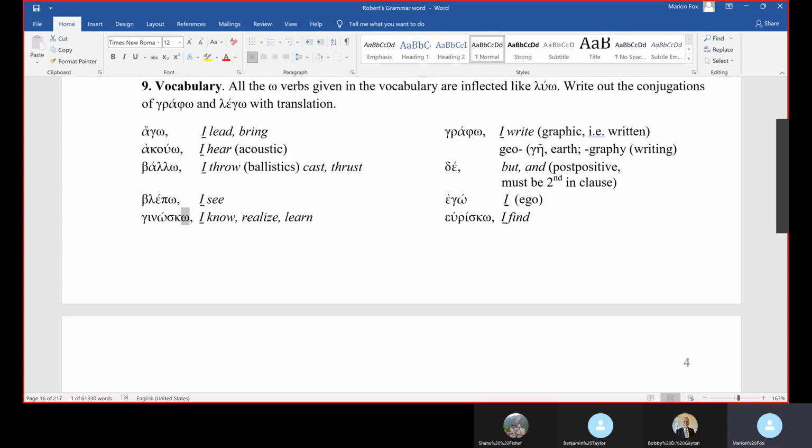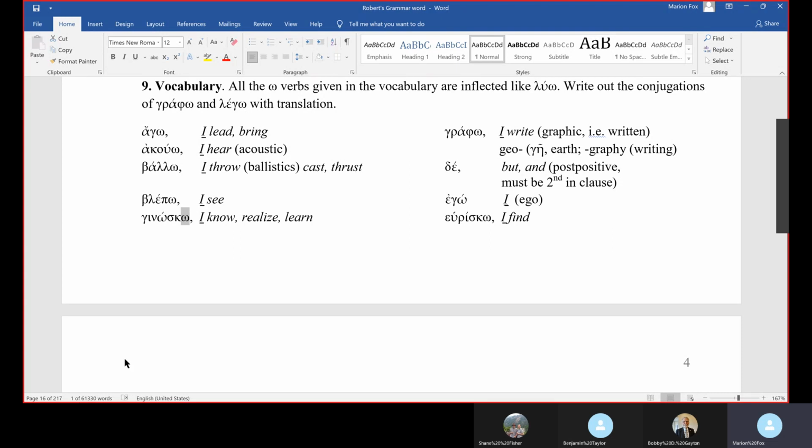Third person singular, gnoske. First person plural, gnoskomen. Replace the omega with an omicron nu, epsilon nu. Gnoskete would be you all, plural. Gnoskusi is they know, they learn, they realize.